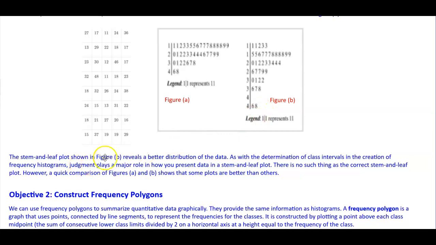Now, the stem and leaf plot shown in figure B reveals a better distribution of the data. As with the determination of class intervals and the creation of frequency histograms, judgment plays a major role in how you present data in a stem and leaf plot. There is no such thing as the correct stem and leaf plot. However, a quick comparison of figures A and B shows that some plots are better than others.